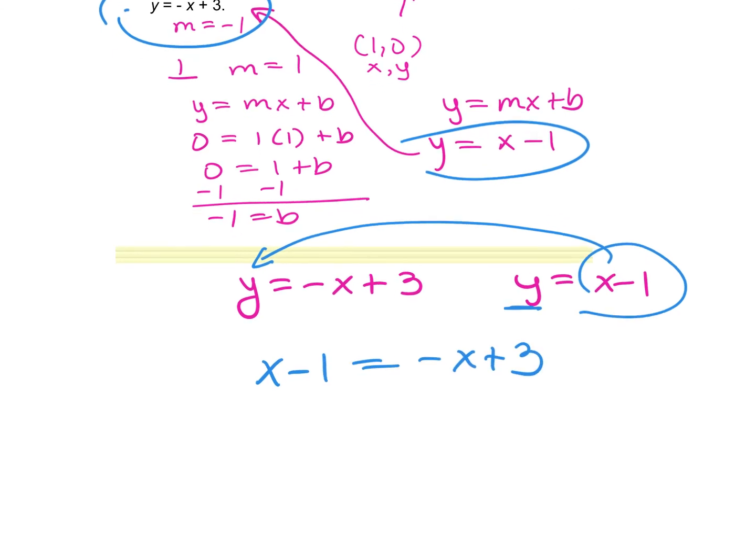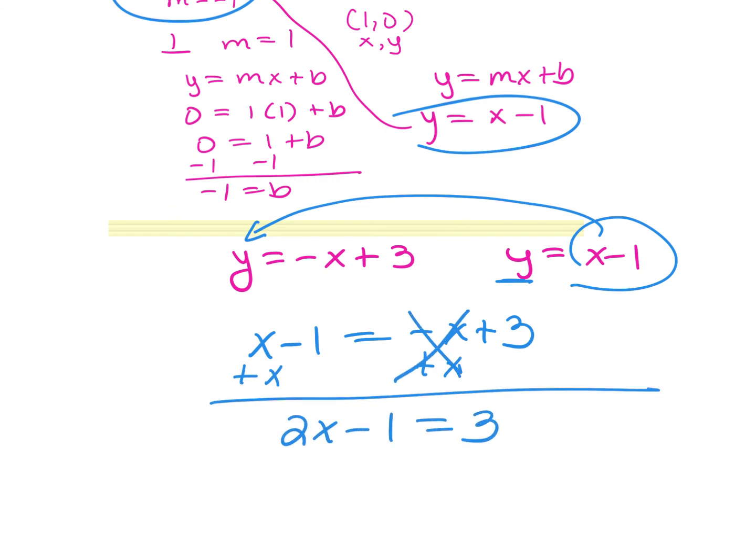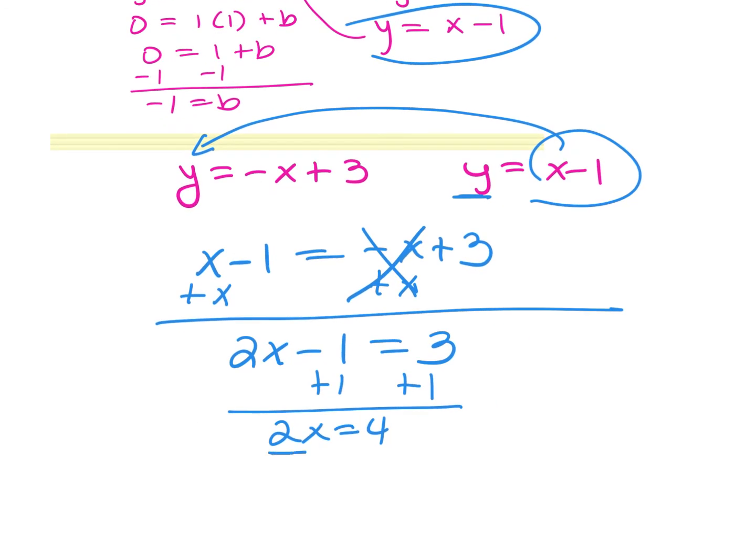And now I need to begin my solving process. I can add x to both sides. This one's gone from here. I'm going to move the 1 to x equals 4. Divide by 2. And the x of my order pair, where the two lines intersect, is x equals 2.